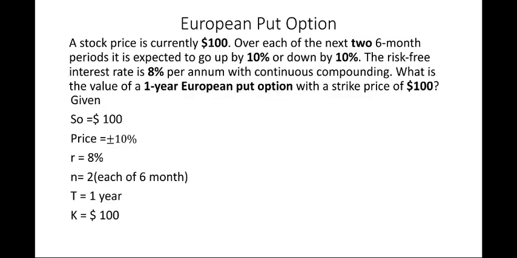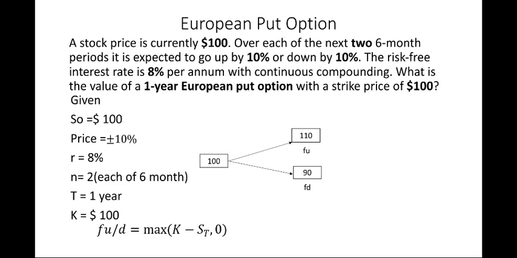I have taken the same example and just changed it to put option, 1 year put option with a strike price of 100. So everything will remain the same. The only difference is that we must remember that put option is exercised only when the strike price is greater than the spot price on the date of maturity. The binomial tree will also remain the same. There will be no change. The only change is this one, that is K minus ST.